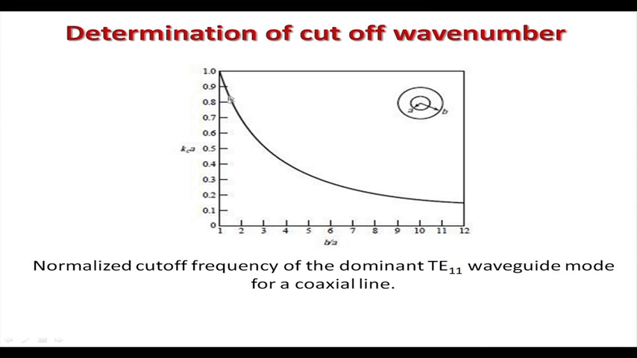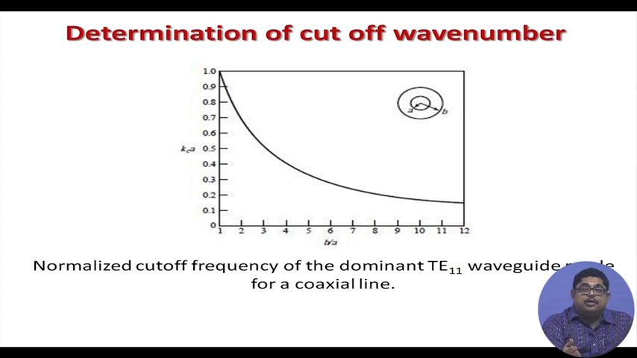Now, this is the cutoff wave number. So, the dominant T11 mode, suppose, is one of the first modes that comes as a higher order mode. This is the ratio B by A, outer conductor radius by inner conductor radius. Basically, this ratio is very important. You have noticed, I think, all the voltage, current, fields, etc., are coming in terms of this ratio. So, this ratio says at what frequencies this will take place.